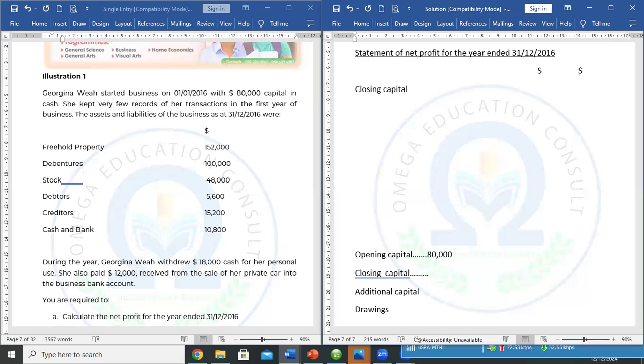Please, additional capital. Okay, Ifya is picking additional capital and she says it's 12,000. That is true. As you see here, she also paid 12,000 received from the sale of her private car into the business.